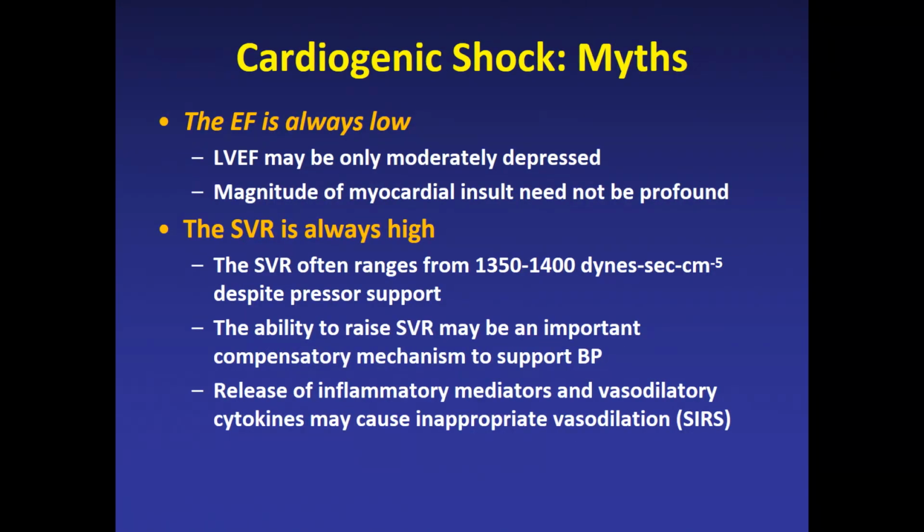There are a number of myths about cardiogenic shock that we should pay attention to. The first is that the ejection fraction is always low. As you will see as you care for patients with cardiogenic shock, ejection fraction is a poor discriminator of cardiac output, and in some patients with cardiogenic shock, particularly, for example, those with valvular heart disease, pericardial disease, the EF may be only mildly or moderately depressed despite severe hypoperfusion.